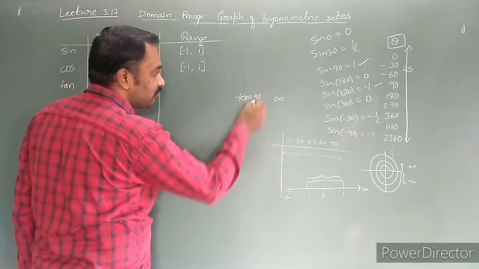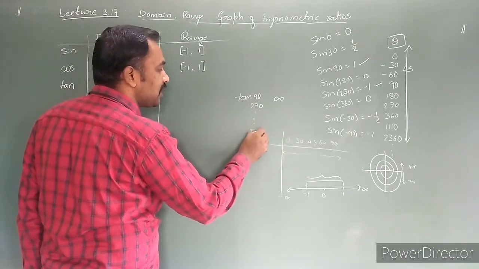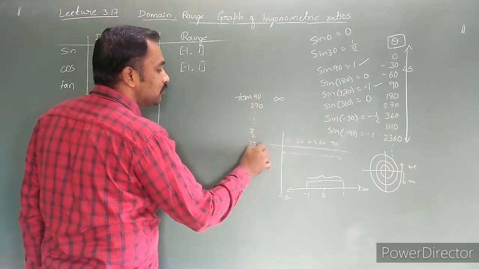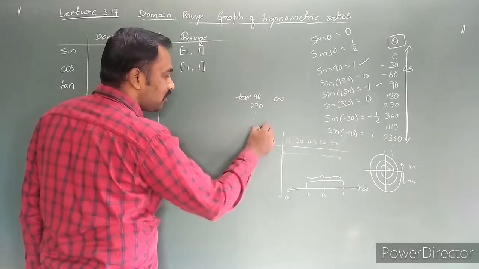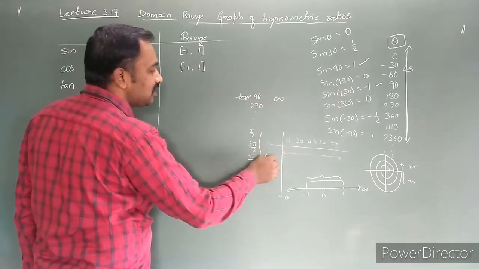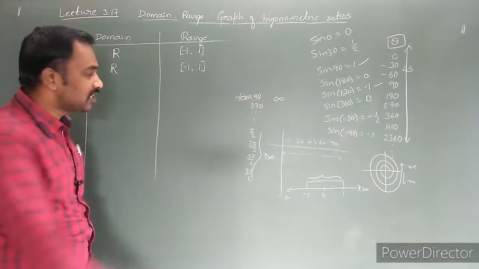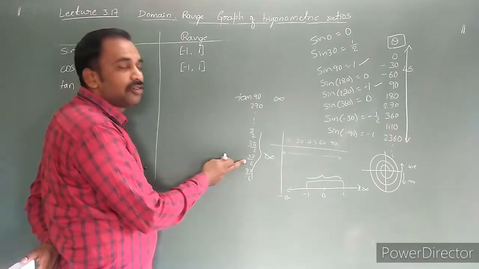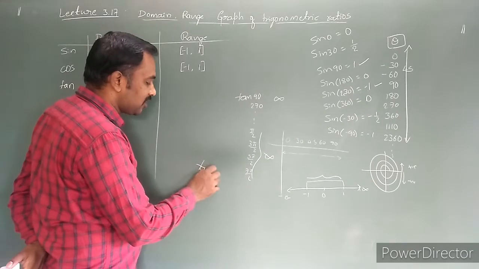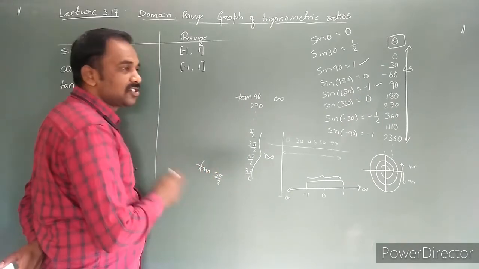Similarly, in radian measure: pi by 2, 3 pi by 2, 5 pi by 2, and 7 pi by 2. For all these angles, tan is not defined. You can check it: tan of 90, tan of 270, tan of 5 pi by 2. What is the tan of 5 pi by 2? It is not a standard angle.